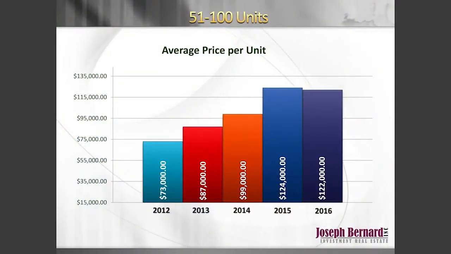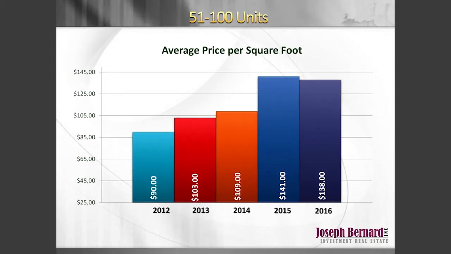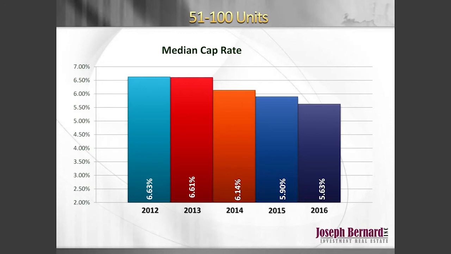Okay, now we'll go to the 50 to 100 units. Price per unit, very similar. It's actually down a little bit to 122,000. Price per square foot, identical to the 5 to 50 at $138 a square foot. And then the median cap rate, a little bit higher. So the thing that jumped out at me is we're looking at 5.63 versus 5.3. And we'll look at that in a moment. So that was what jumped out to me in that middle zone.